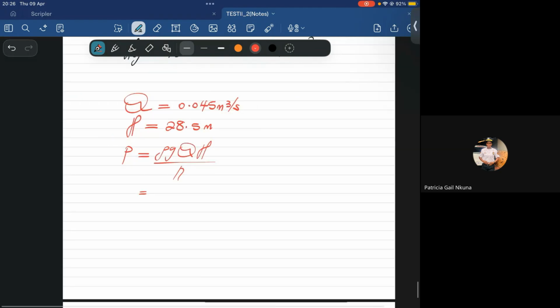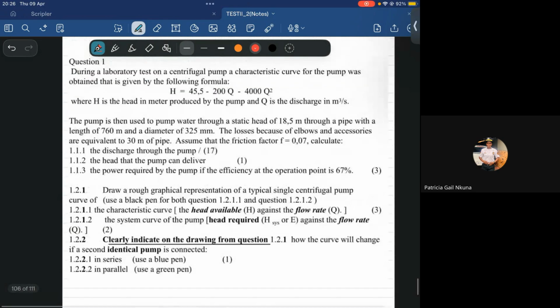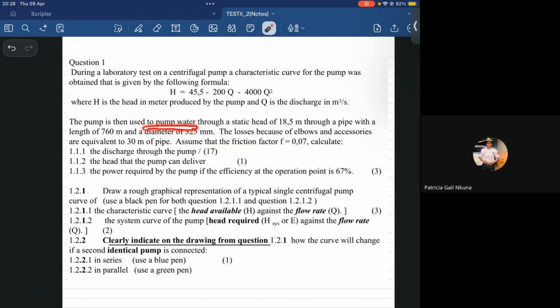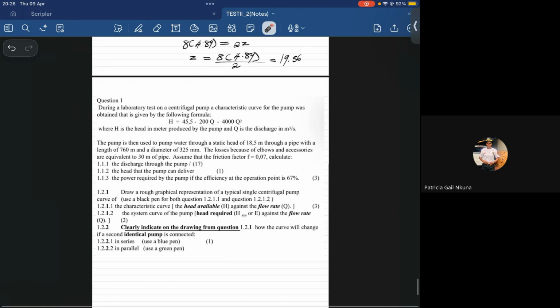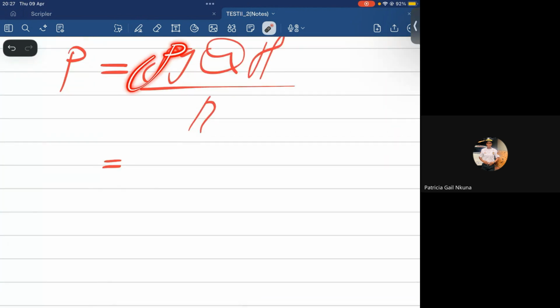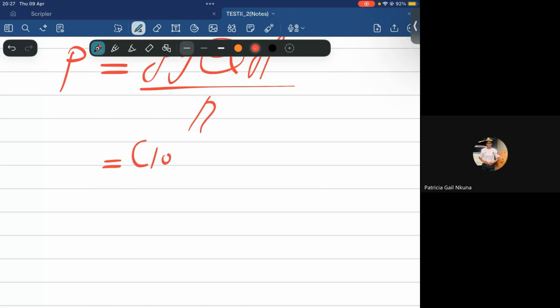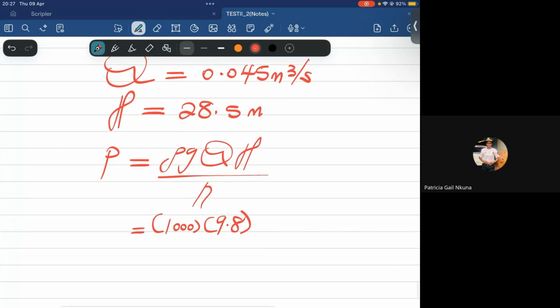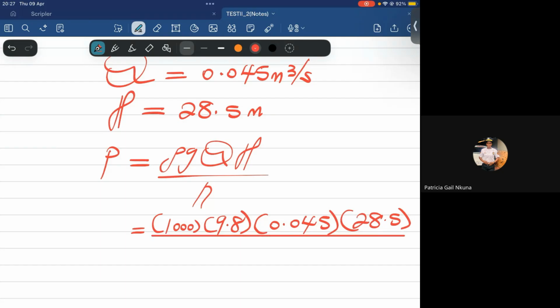So let's substitute. The pump is used to pump water, so we're taking water here as our fluid. This means that the density here will be equal to 1,000, or 10 exponent 3. Then the gravitational acceleration will be 9.8. Volumetric flow rate from the working point is equal to 0.045. The head of the pump is 28.5 meters, and then divided by the efficiency.